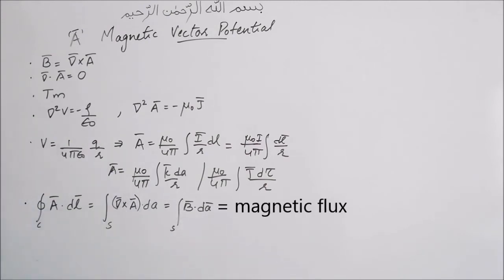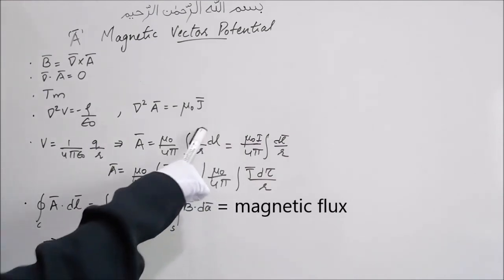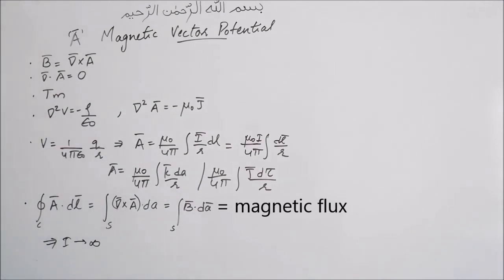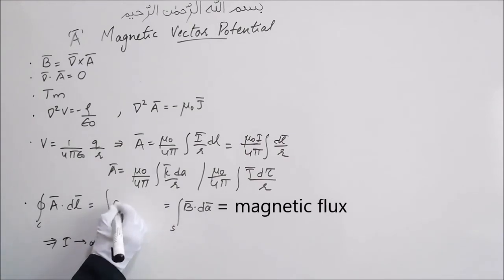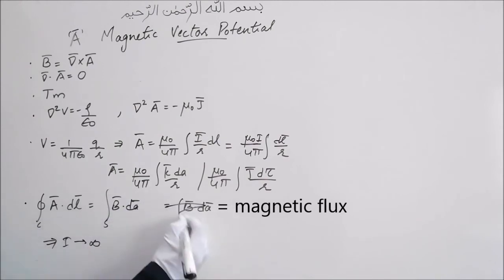So in problems where we have a current which tends to infinity, we cannot use the Biot-Savart formula, because the current tends to infinity. Then we will use this formula. I'll write this formula as, this is equal to the integration over the surface of B bar dot dA bar. We will be using this formula.